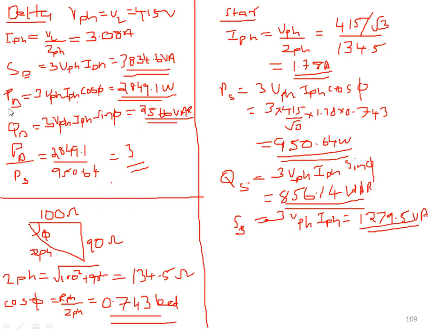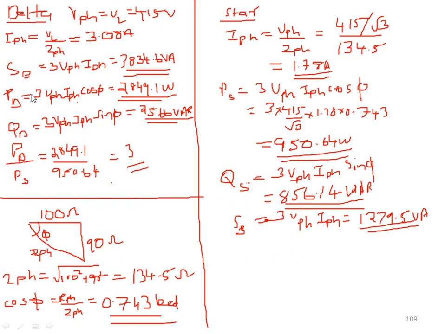Now, power in delta connection is given by 3 into V phase, I phase, cos phi. Here V phase is 415, I phase is 3.08 and cos phi is 0.743. That gives us 2849.1 watt. Now, coming to reactive power in delta. What is reactive power in delta? That is 3 into V phase, I phase, sin phi. That is equal to 2566 VAR.